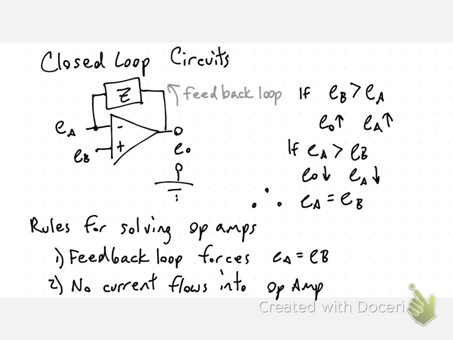So when we solve op-amp loop circuits, we're going to say that we have a feedback loop that forces EA to equal EB, and because of that high internal resistance I spoke about earlier, we're just going to assume that no current is flowing into the operational amplifier, because any amount that is, in order to be detected, is going to be negligible compared to the overall system, which is why we can ignore it.